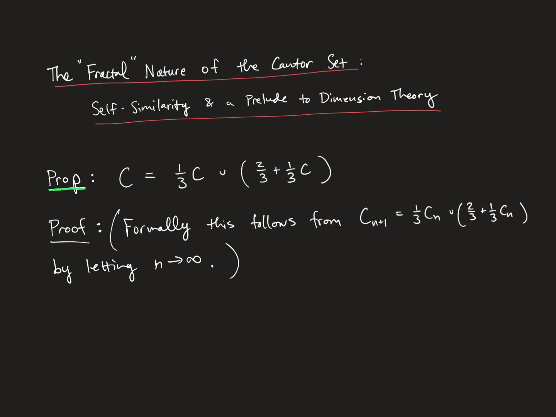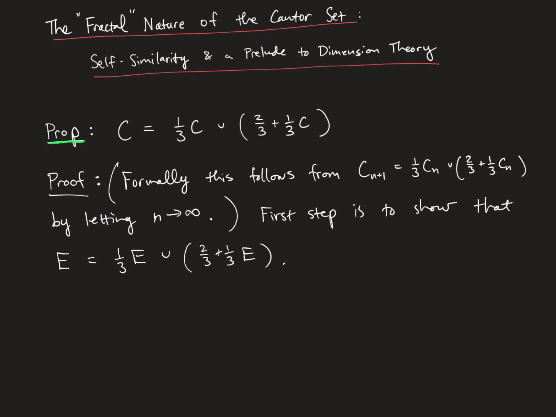So where we're going to start is the first step: to show that if we look at the set of endpoints, it satisfies the same equation. And then we'll just use the fact that C is the closure of the set of endpoints. That'll carry the day.